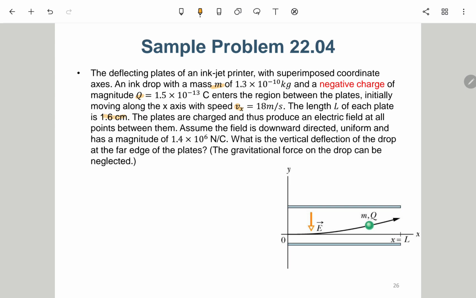Okay, so the length L of each plate is 1.6 centimeter. The plates are charged and thus produce an E field at all points between them. Assume the field is downward directed, uniform, and has a magnitude of this value. What is the vertical deflection of the drop at the far edge of the plate? The gravitational force of the drop can be neglected.